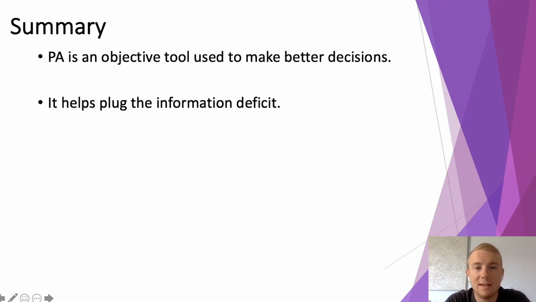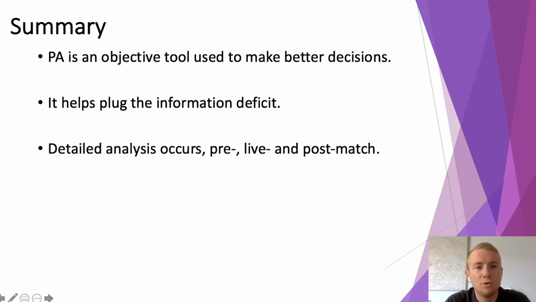It helps plug this information deficit, so you'll remember that coaches will, on average, remember around 60% of critical events from a game. Well, PA helps plug that 40% that's missing, but also helps back up and rationalize the 60% that they did remember. Just make sure again that it's accurate of what they did think they saw. We'll do detailed analysis at those three stages of the coaching process, so pre, during, and post, and we went through in some detail about what happens at each of those stages.